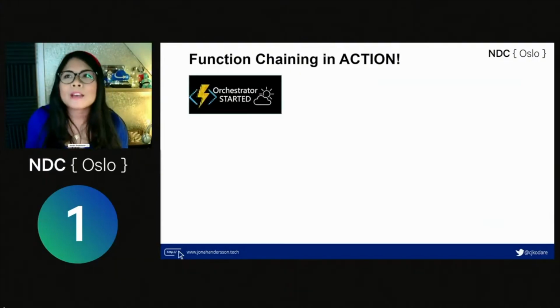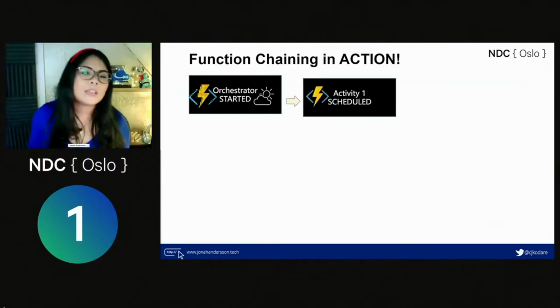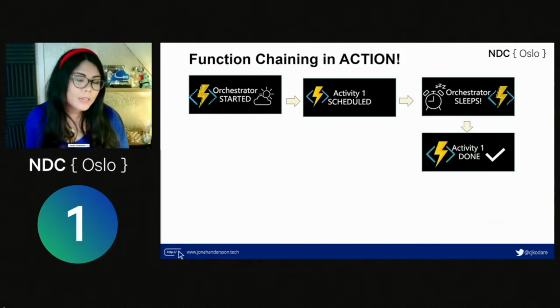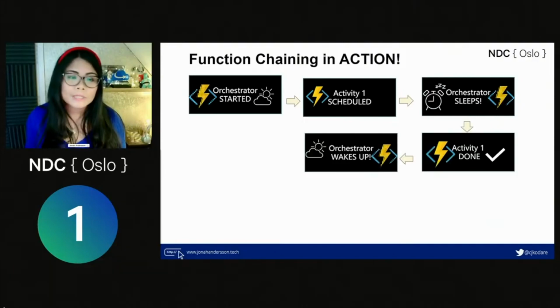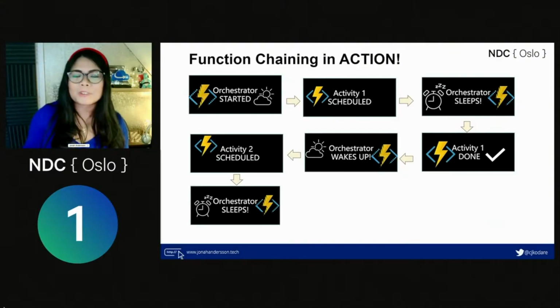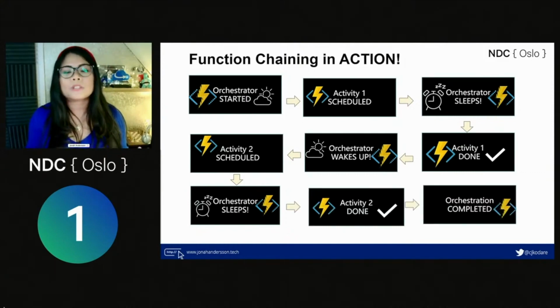So for example, you have a function app, which is triggered by an HTTP trigger or a blob trigger or a Cosmos DB trigger. So what happens is that your orchestration gets started. When the orchestration gets started with any type of trigger, activity 1 is scheduled. And when activity 1 is doing its job, the orchestrator sleeps. Activity 1 is done, the orchestrator wakes up. Activity 2 is scheduled, and then the orchestrator sleeps again. And then activity 2 is done, and then the orchestration is completed.